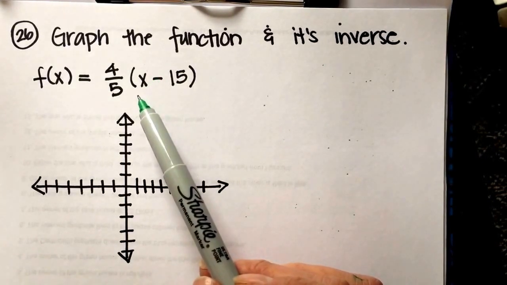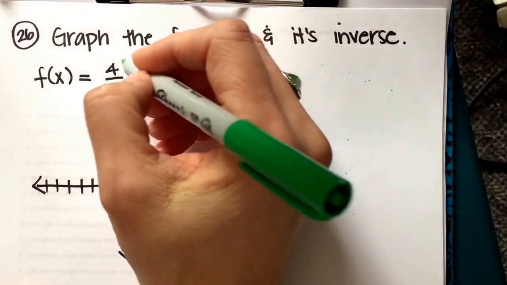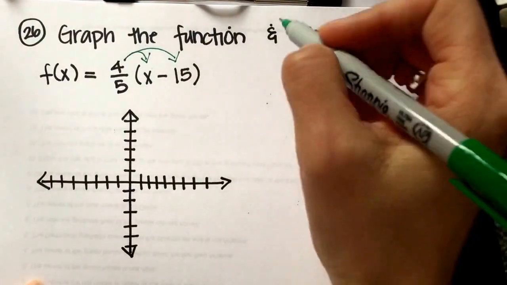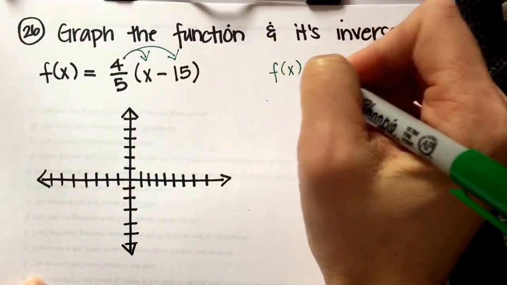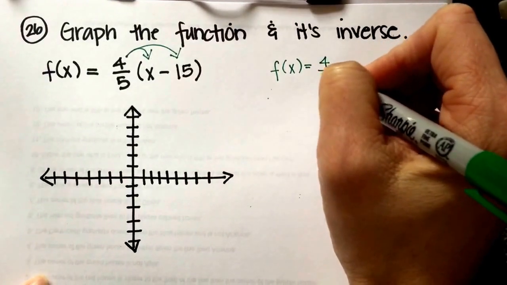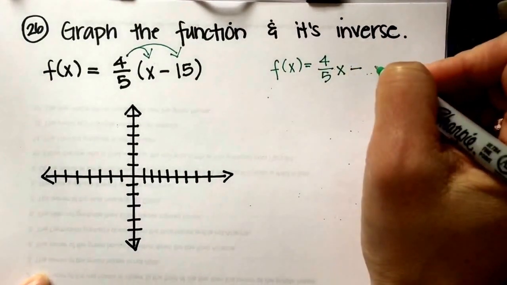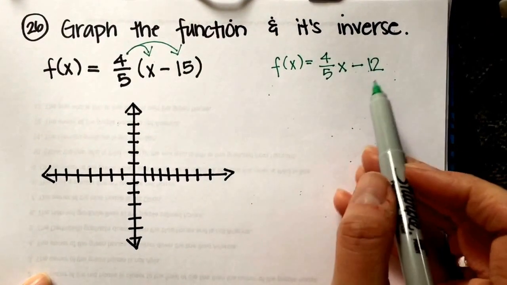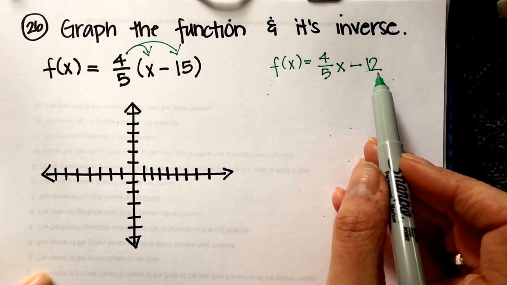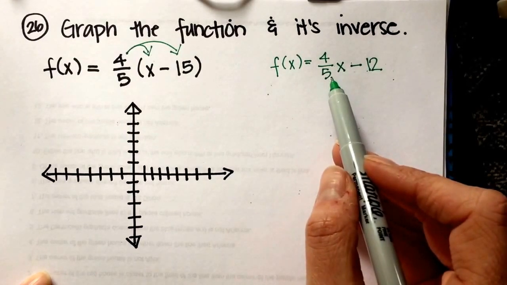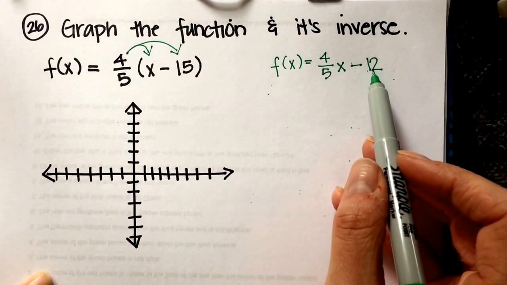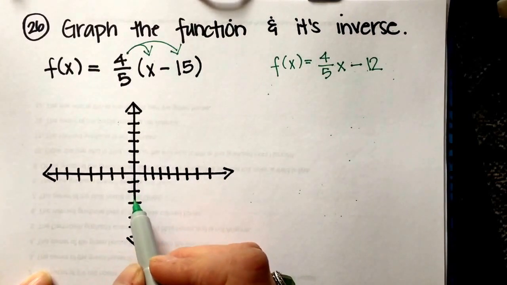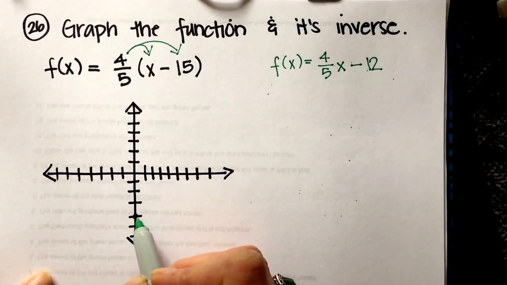To find my m and my b, my slope and my y-intercept, I'm going to distribute the 4/5 through. Get 4/5 x minus 12. My y-intercept is negative 12. My slope is 4 over 5. So I'm going to count down 12. I'm going to count by threes. So 3, 6, 9, 12.